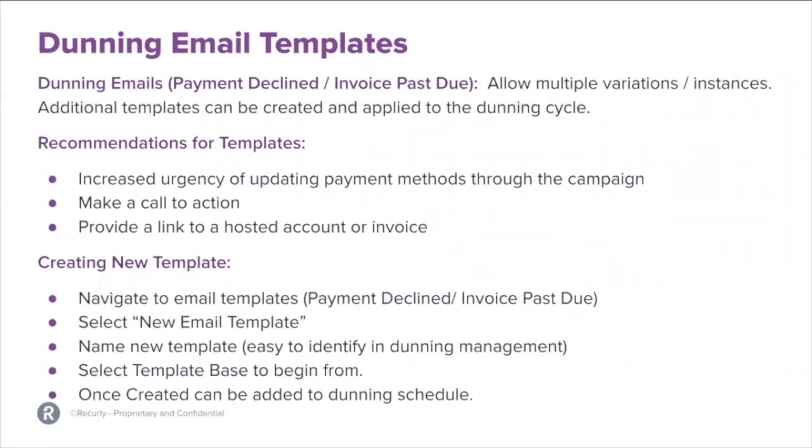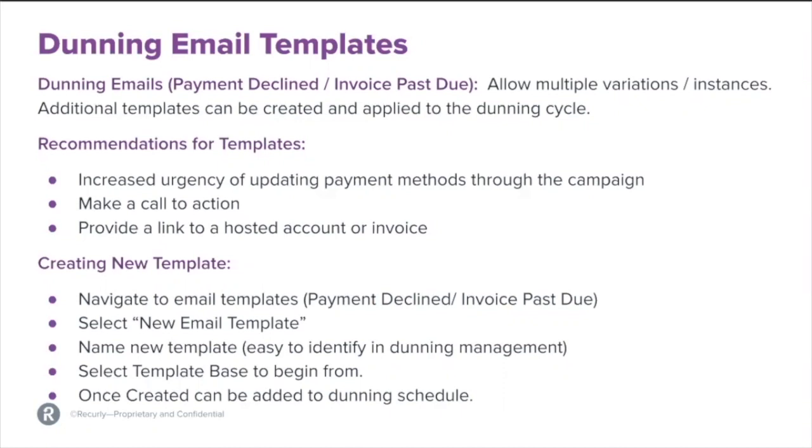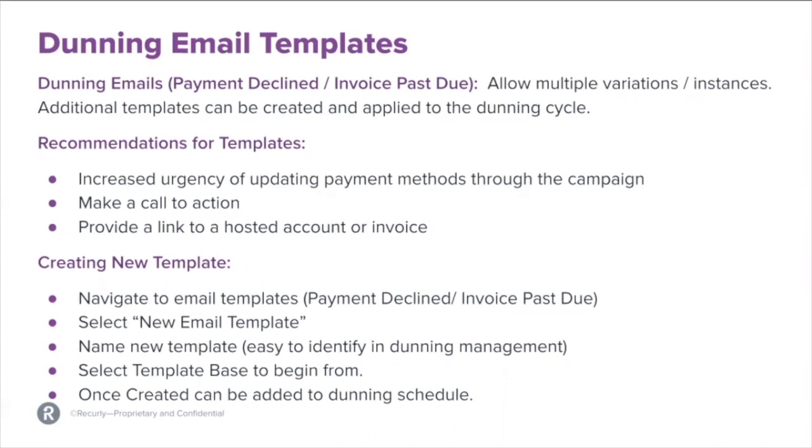Email communications play a crucial role in dunning management. As a result, Recurly offers a suite of pre-configured dunning email templates. These email templates can be used to create multiple email variations, which can be applied to your dunning cycle or schedule. The purpose of these emails is to alert your customer of failed payments and provide options for rectifying. We recommend increasing the urgency of updating their payment method as the campaign progresses. These templates also allow you to make a call to action and add a link to either their hosted account page or hosted invoice. This makes it easy for the customer to make changes to their payment method.